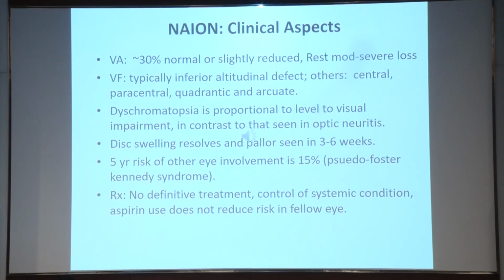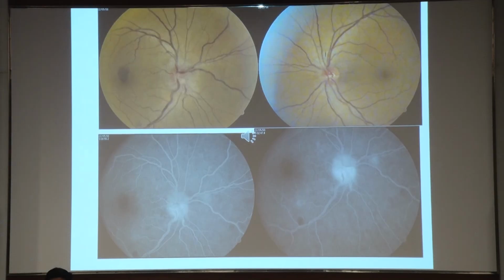The kind of disc swelling we see can be segmental or global depending on the severity of ischemia. This disc swelling resolves over a period of 3 to 6 weeks, and eventually the pallor ensues. The 5-year risk of other eye involvement is seen in around 15% of cases and may present as pseudo-Foster-Kennedy syndrome. As far as treatment is concerned, there is no definitive treatment in spite of multiple treatment strategies that have been tried in these studies.